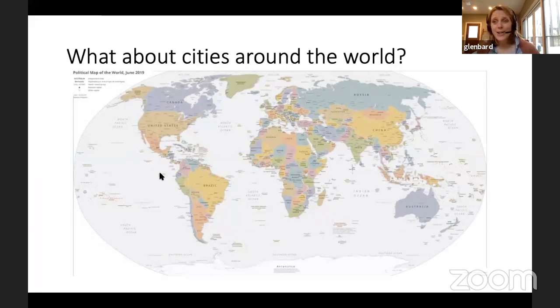Okay, so it's a lot of talk about Chicago, a lot of talk about the United States. So we do need to probably talk a little bit about what's happening around the world. As I mentioned, there's a ton of rural to urban movement across the globe. Why?